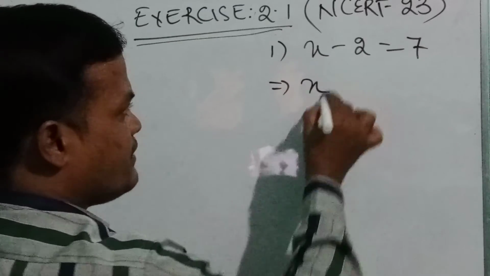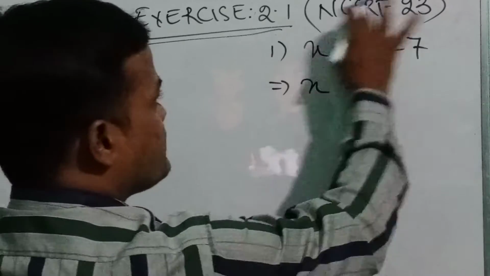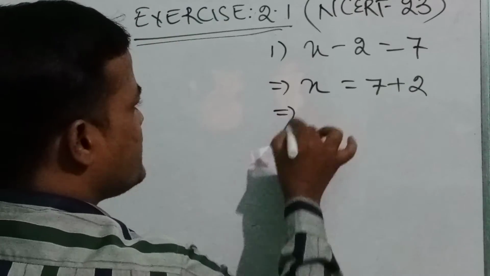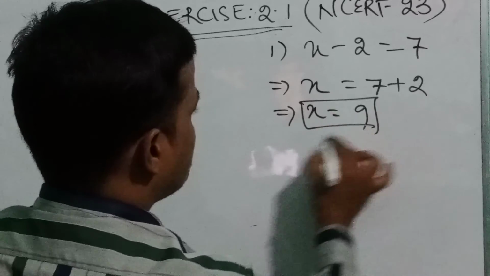The unknown quantity is on the left side, and 7 is already on the right side. So minus 2 is carried to this side and becomes plus 2. So x equals 7 plus 2 equal to 9. This is the solution.